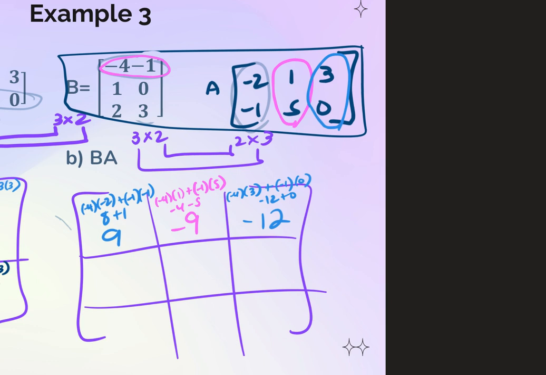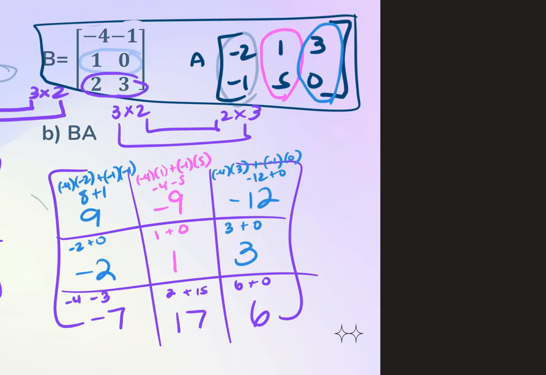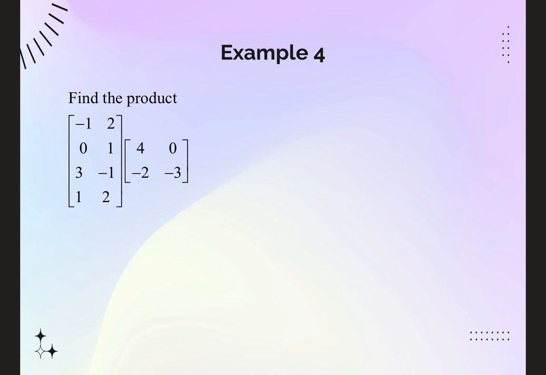All right, you finish it out. See what you get. Go with row 2. All right, so row 2 should have been negative 2, 1, 3, and row 3, negative 7, 17, and 6. We good? Yes? Okay. All right, we'll just set up the next one.